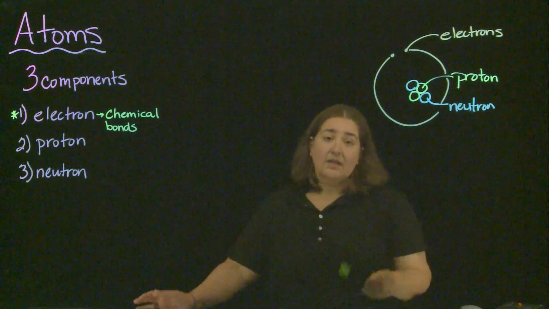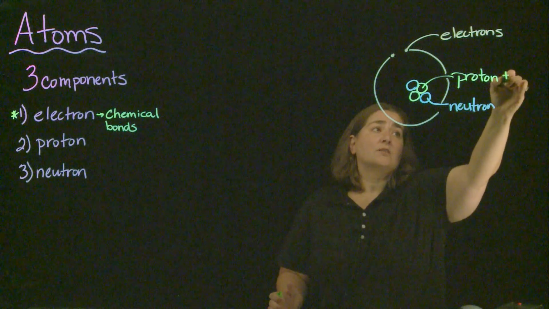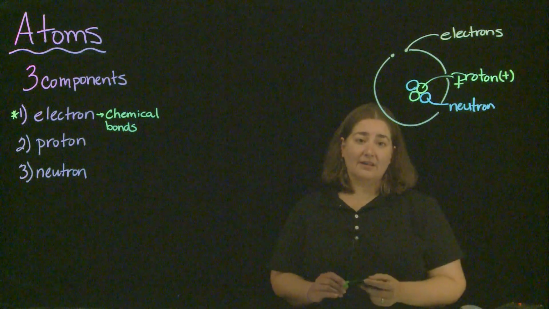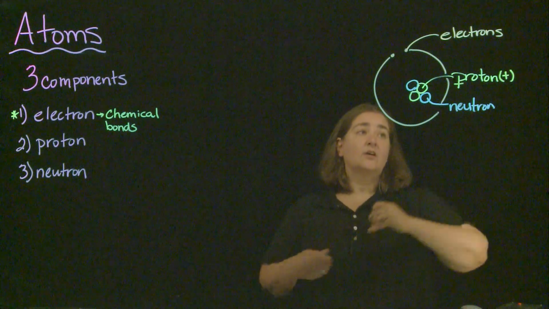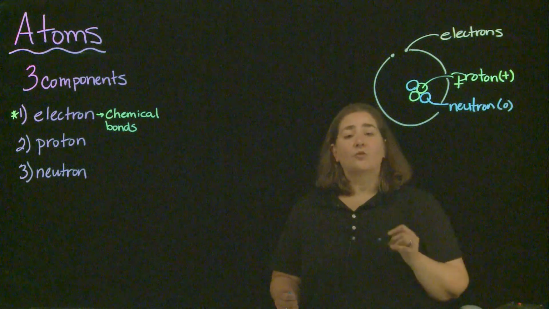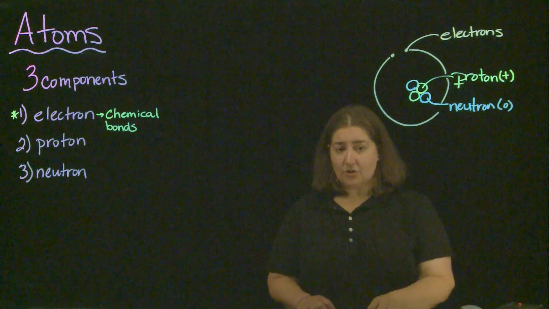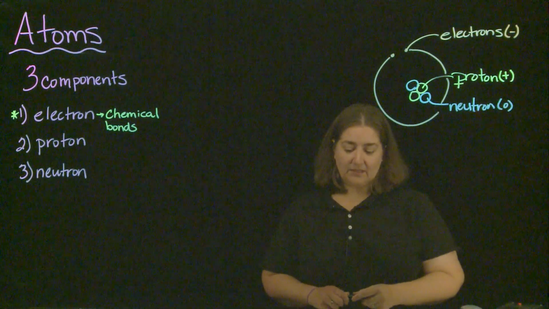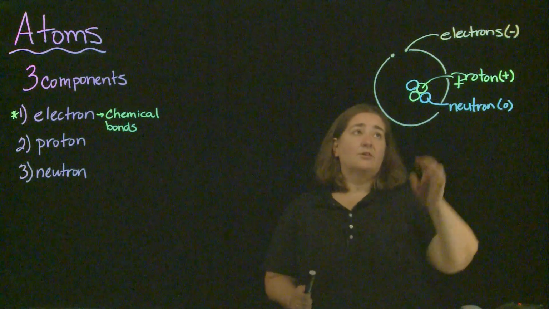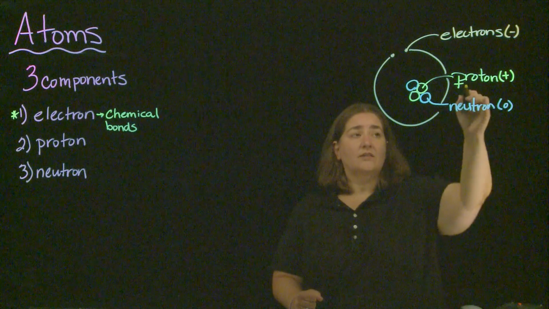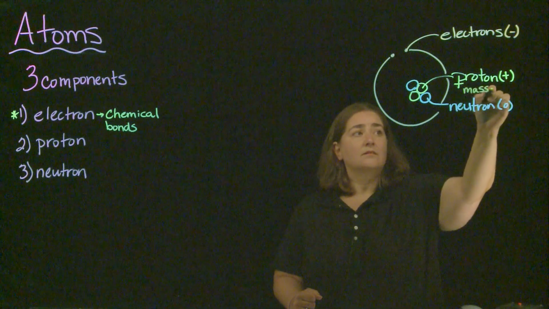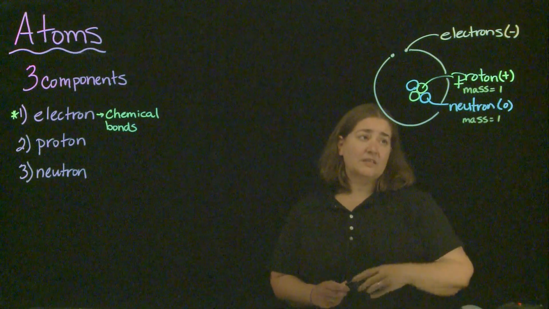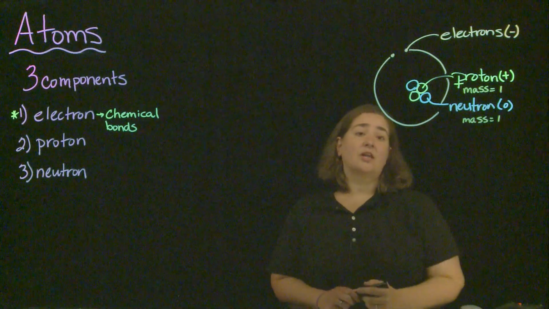All right? Now, with those different components, the protons are going to have a positive charge associated with it. I remember P and positive going together. All right? Our neutrons are going to be neutral. They're not going to have a charge associated with them. Our electrons are going to be negative. All right? Now, in terms of the protons and the neutrons, they are both going to have mass. And that mass is going to be equal to 1 for each proton and each neutron.